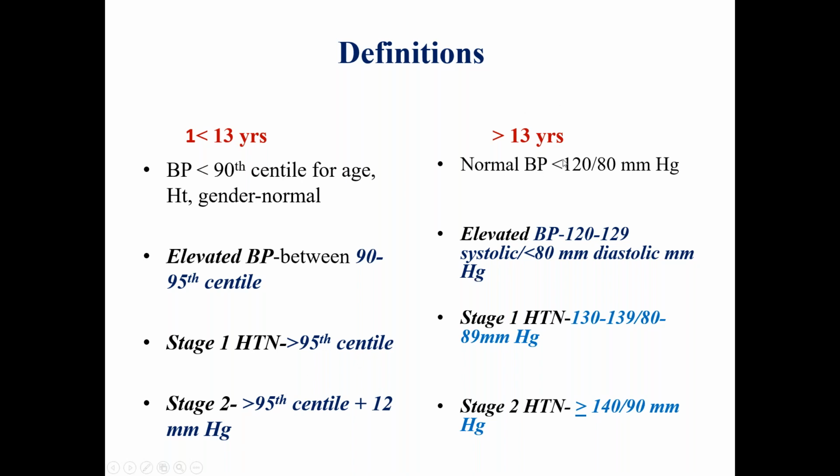Similarly, for children above 13 years of age, these guidelines are similar to those of adults. Normal BP is defined as blood pressure less than 120/80, and elevated BP is a diastolic of less than 80 and a systolic between 120 to 129, and stage 1 hypertension is up to 140/90, and anything which is more than 140/90 constitutes stage 2 hypertension in the pediatric age group. So these definitions are essentially much easier to use. You just need to remember elevated BP, stage 1 and stage 2. So for every child, when you see the blood pressure, you need to classify whether he has normal BP, elevated BP, or stage 1 or stage 2 hypertension.